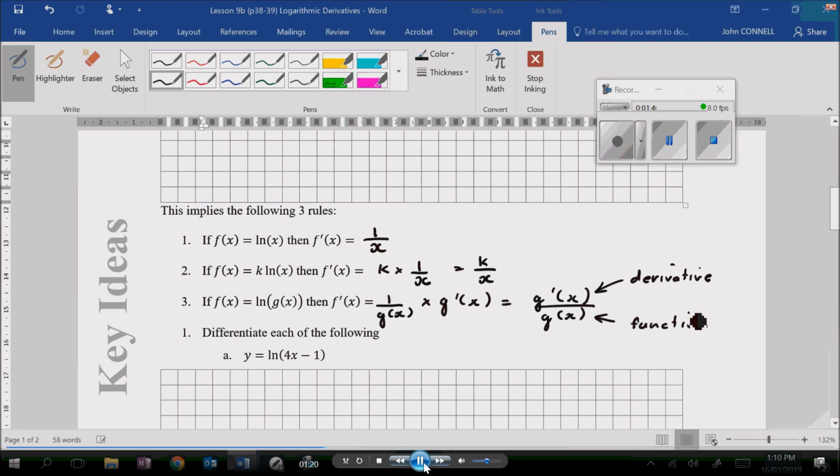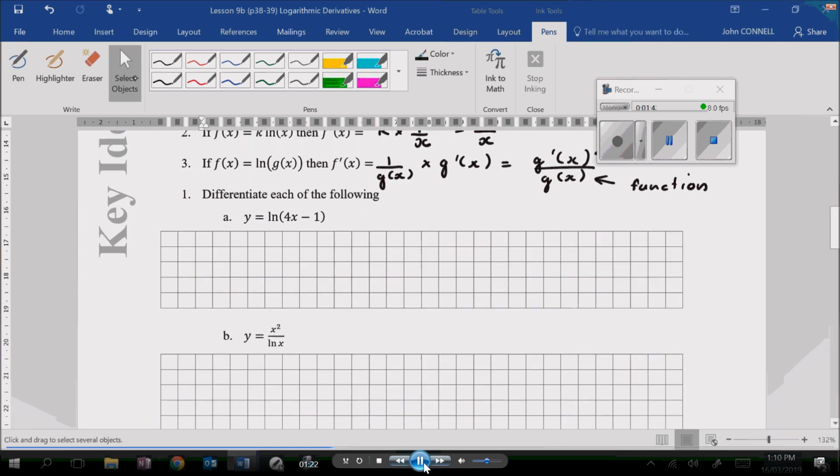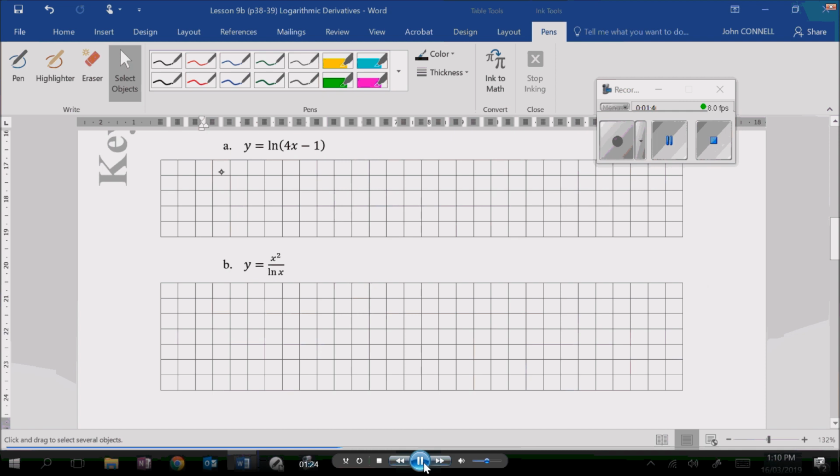So if we start by looking at the example, ln of 4x take 1, well, the derivative will just be the derivative of 4x take 1, which is 4, on 4x take 1. And so we're done.